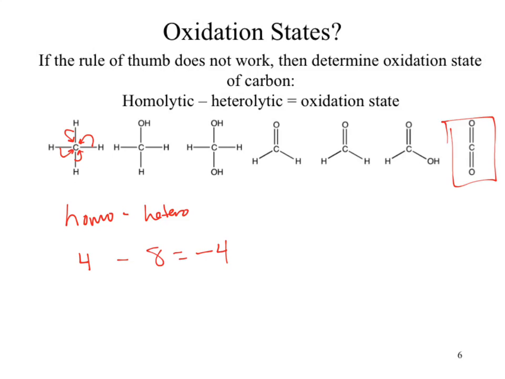Homolytic cleavage. How many electrons does our carbon have? Heterolytic cleavage. How many electrons does our oxygen have? Sorry, carbon. In a heterolytic cleavage, we're going to take each of those bonds and move the electrons towards the more electronegative atom. Which is more electronegative, carbon or oxygen? Oxygen.